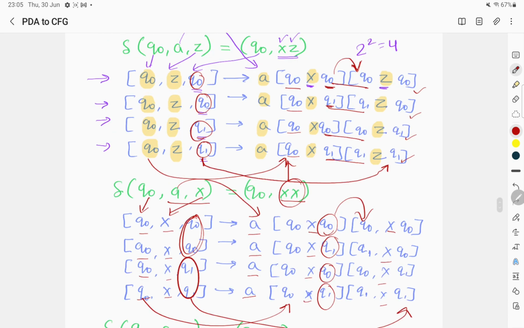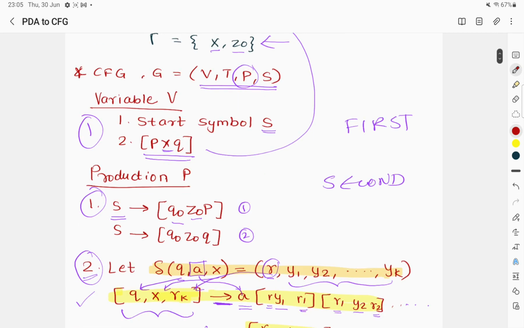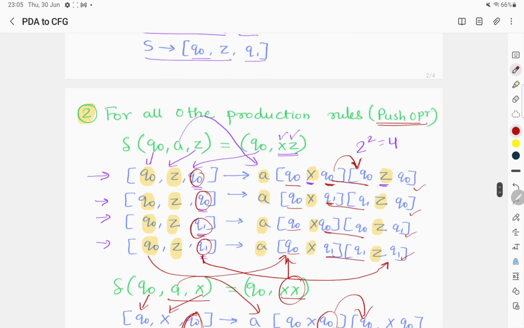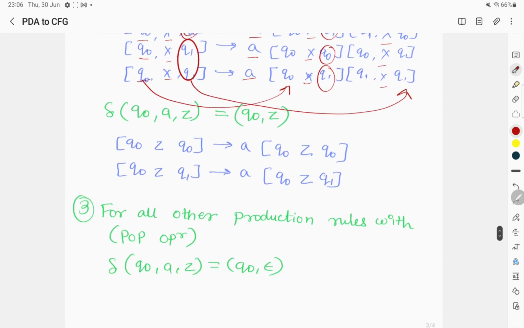Again, the third type of push operation that I have over here is this. AZ on Z. So Q1 AZ, Q0 AZ, Q0 Z. So what will I write here? Again this Q0 is same, this Z is coming here, this A is going here, this Q0 is coming here. So for this Q0 this is same. Here I will try 2 different combinations, that's why there are 2 different rules.